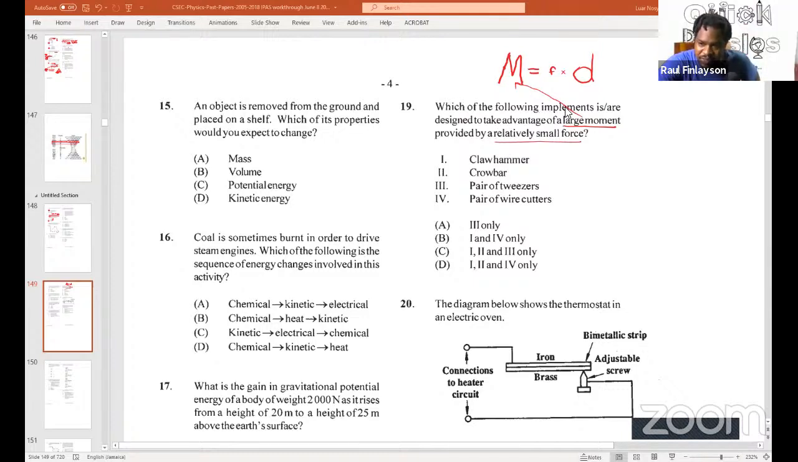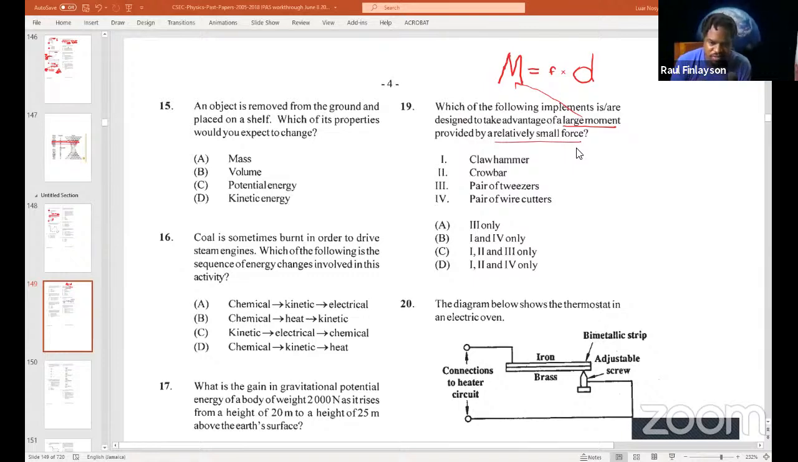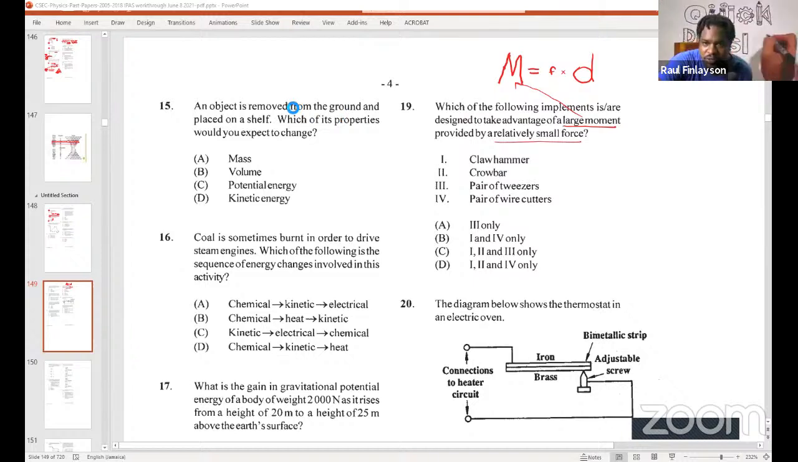Which of the following implements, really, instruments or devices, are designed to take advantage of a large moment provided by a relatively small force? Small force here means we're looking for an instrument or a device that is long, a relatively long device, or a device whose length is far from what it is lifting up or trying to do something with. So for example, we have the claw hammer and the crowbar. We mentioned the crowbar already.